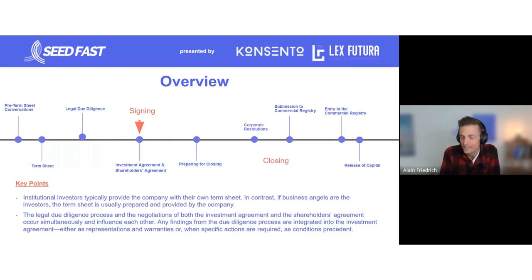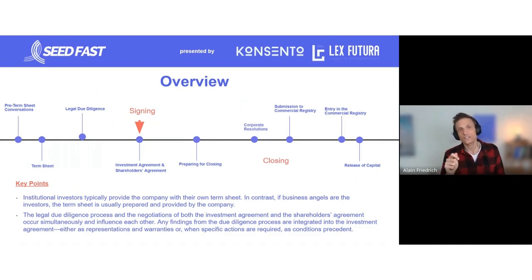It obligates the company and the existing shareholders to issue shares and the investor to pay in a certain amount of money or convert its convertible loan into equity. That's the first part of the investment agreement. And the second part mainly contains representations and warranties, so basically confirmations about the state of the company. We're going to go into details here as well in a later webinar.